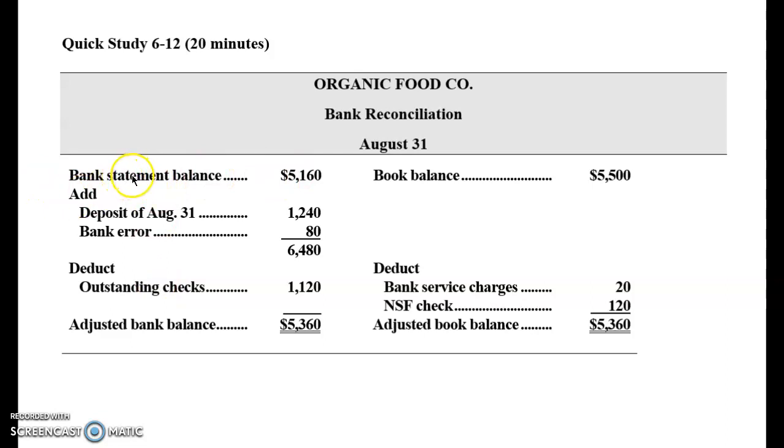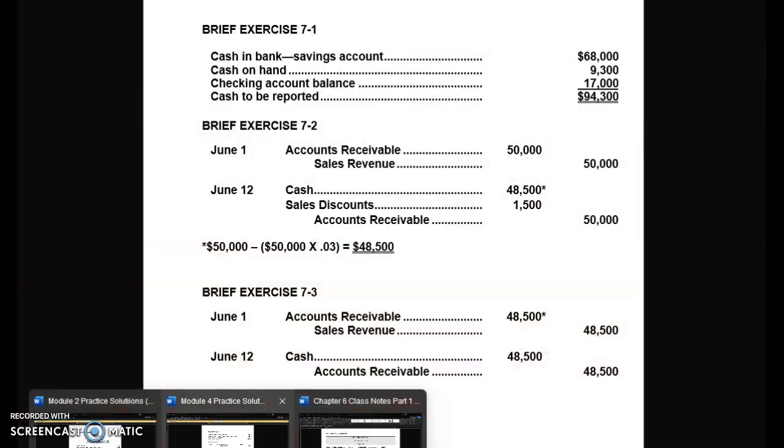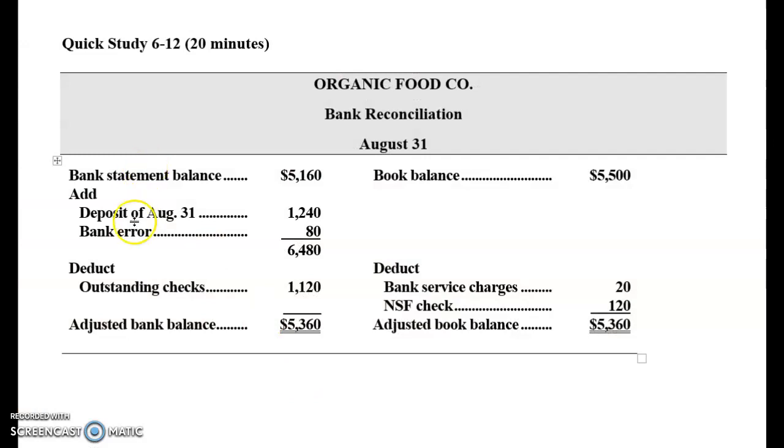each statement has its own ending balance that the bank sends you. The ending balance for August 31st is $51.60. And on August 31st, the ending book balance was $5,500, so they're not equal. We were given A, B, C, D, and E to deal with on reconciling the bank statement. We had an unrecorded deposit of $12.40 that we need to add back.